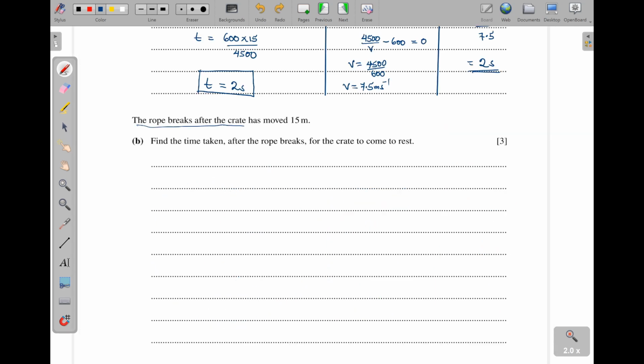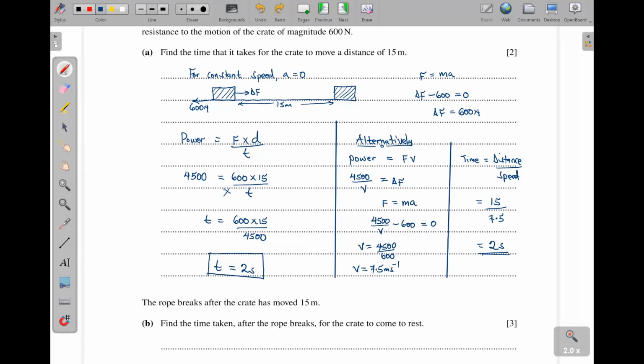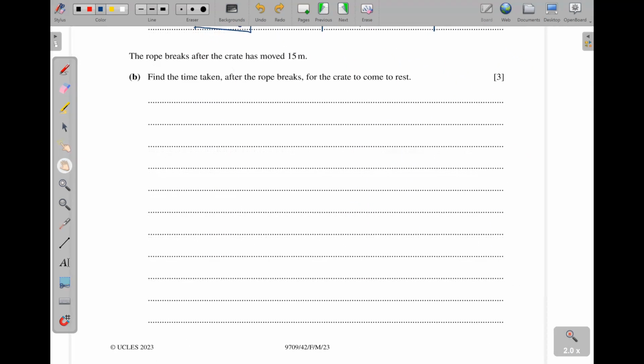The rope breaks after the crate has moved 15 meters. Now that means the driving force has to be equal to 0. So this one has gone. It would have been here, but now it goes off. So it is 0. Then this one will move a very small distance ahead. It's just free movement. In other words, it will move with a deceleration. So find the time taken after the rope breaks for the crate to come to rest.